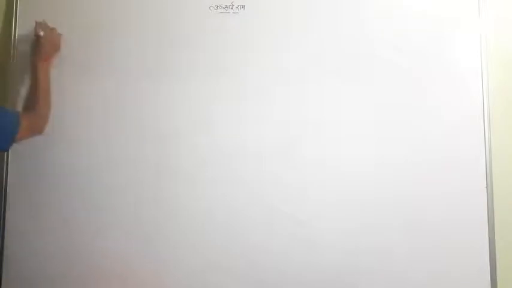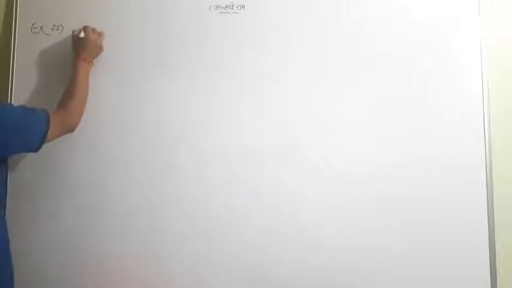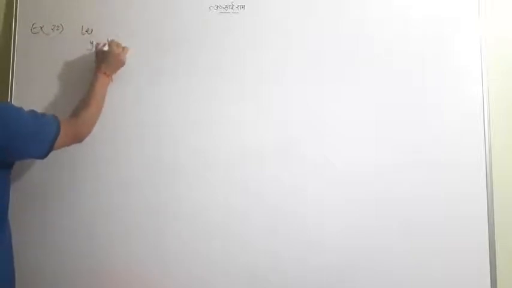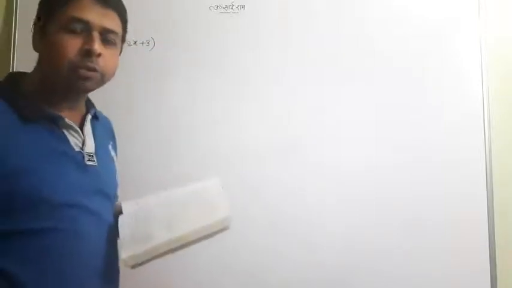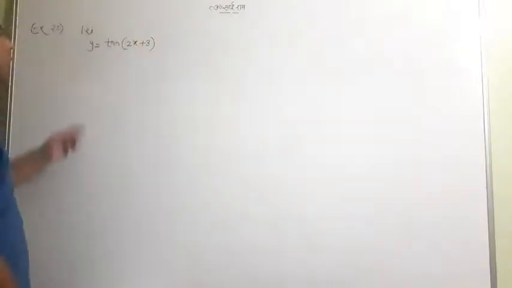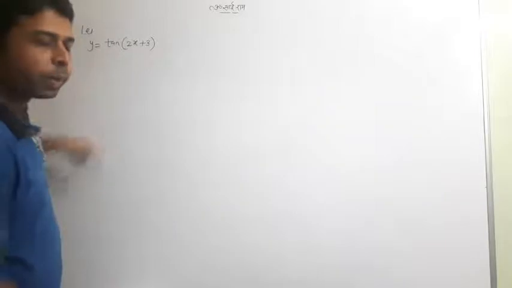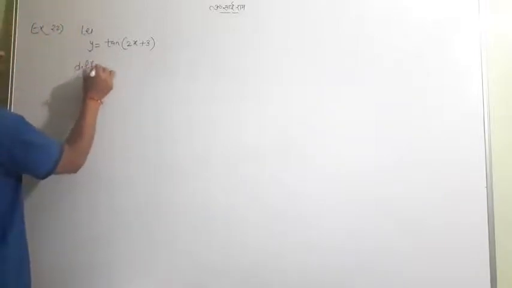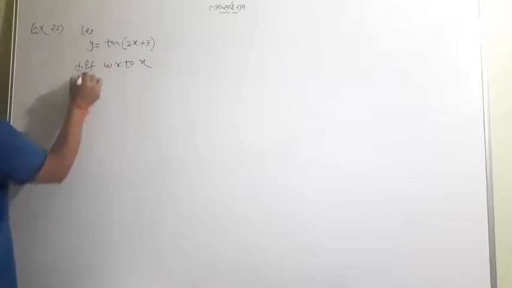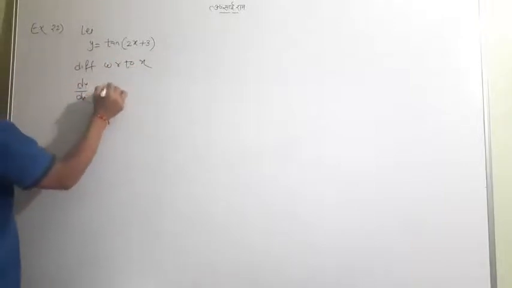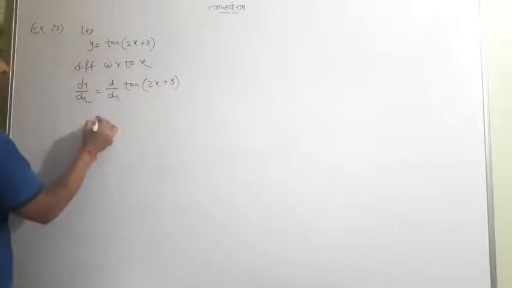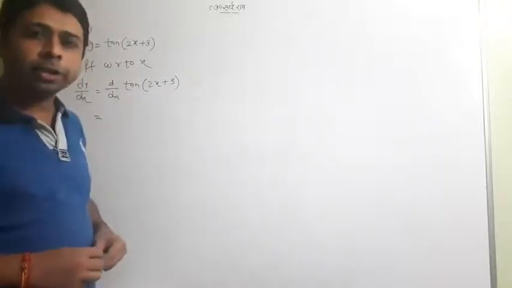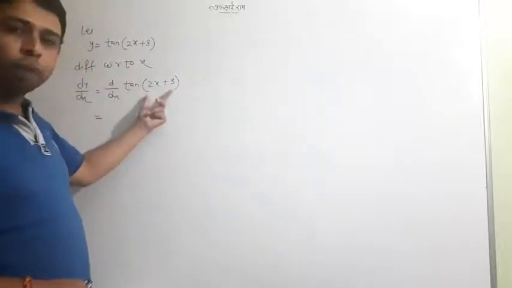Let's see first examples. So I'll first put example number 22. Question says find the derivative of the function y is equal to tan of 2x plus 3. This is a question and we want to find the derivative, and derivative meaning differentiation. So this time you have to find the differentiation of y with respect to x. So dy by dx is equal to d by dx of tan of 2x plus 3.